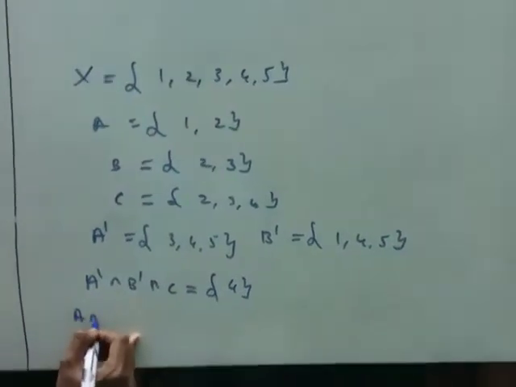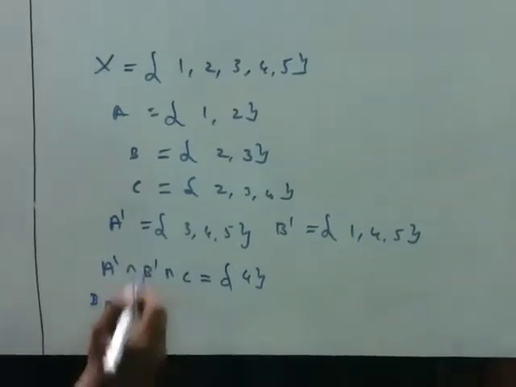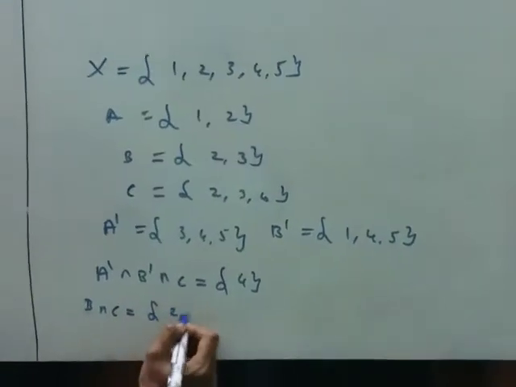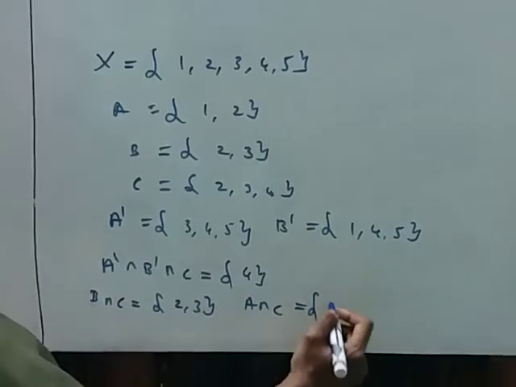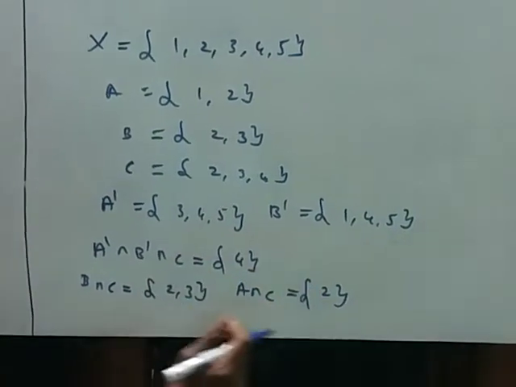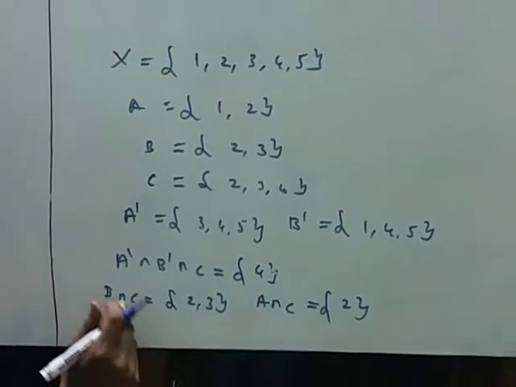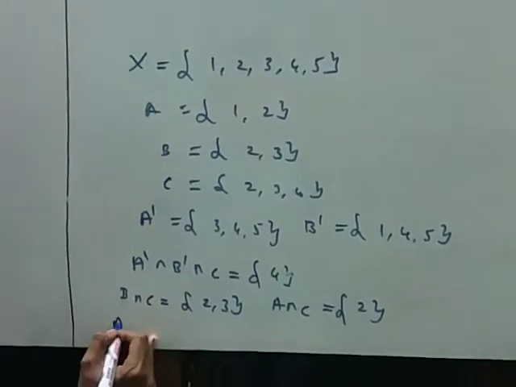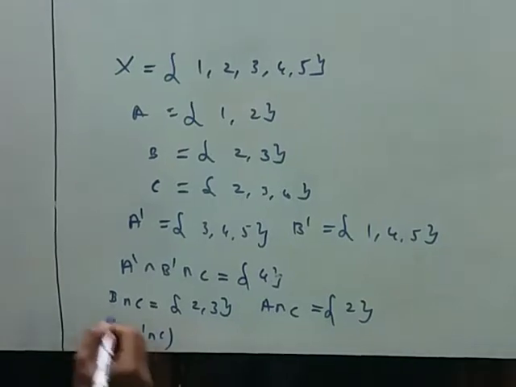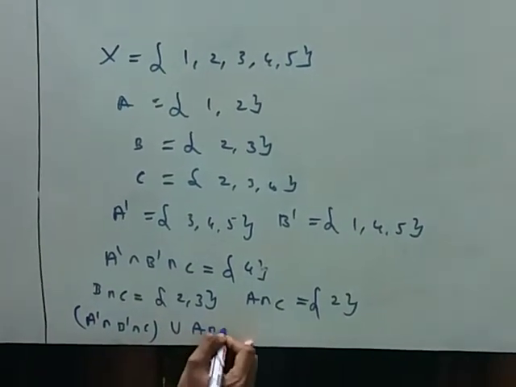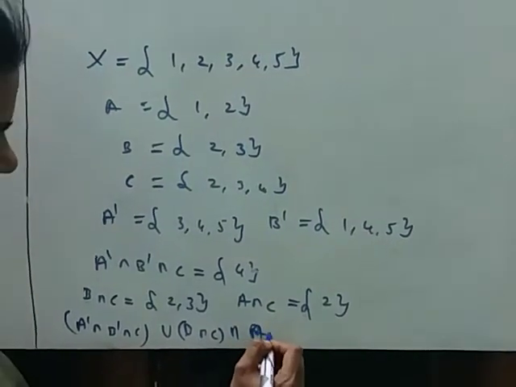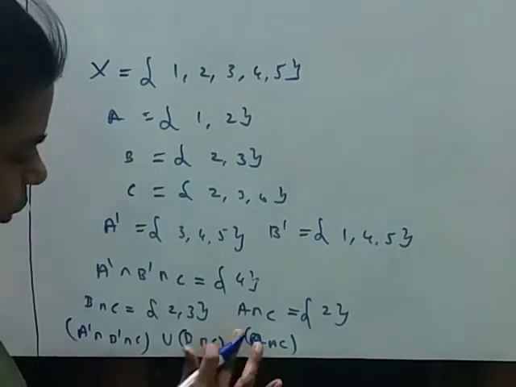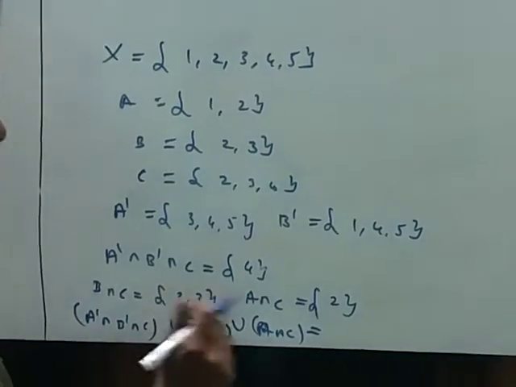Now what is B intersection C? B intersection C is {2, 3}. What is A intersection C? A intersection C is {2}. When you take the union of these three terms, A dash intersection B dash intersection C, union A intersection C, union B intersection C, okay? The union of these three things will become {2, 3, 4}.